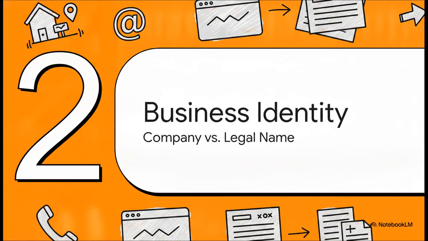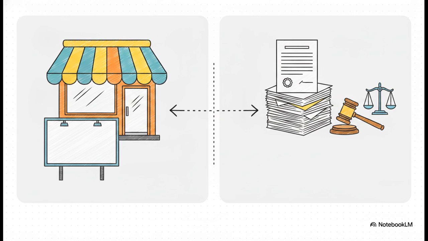Moving right along to Section 2, establishing your business identity. Filling out your company profile is super important because these details pop up everywhere. Your invoices, payroll, taxes, the whole shebang. What's really interesting here is the huge distinction between the 2 types of names you have to enter. Your company name is basically your brand name. It's what your customers see on the sign outside.